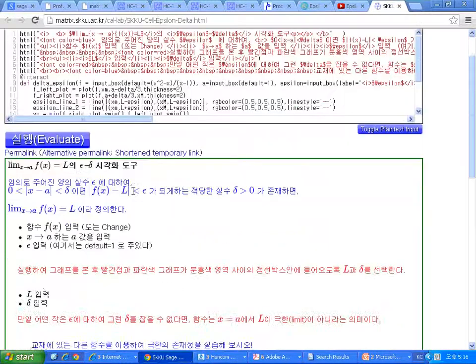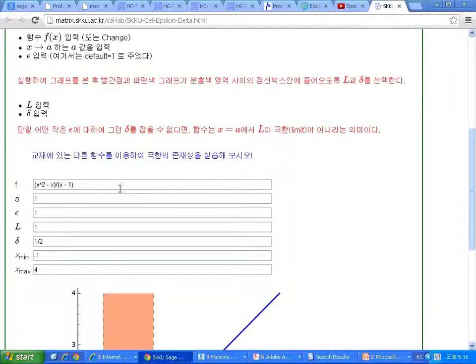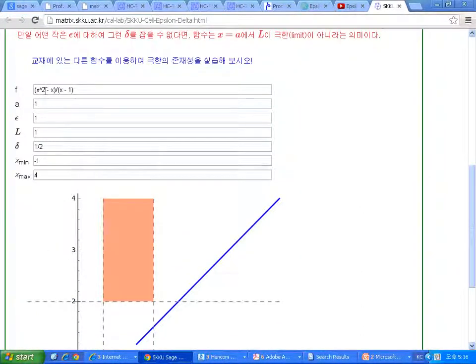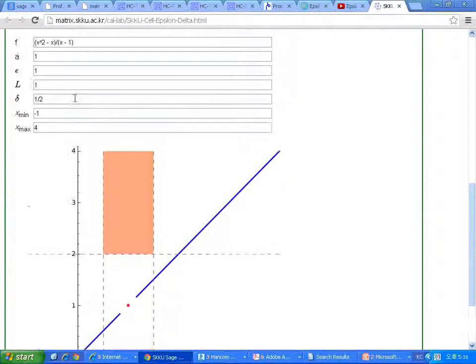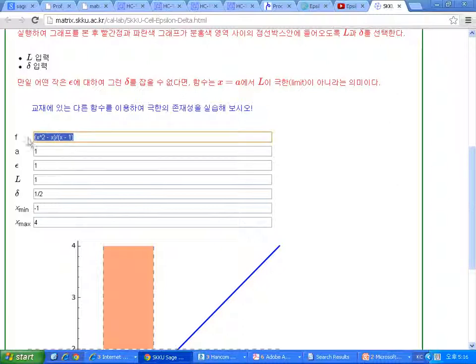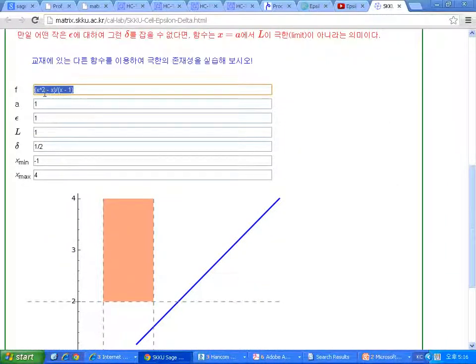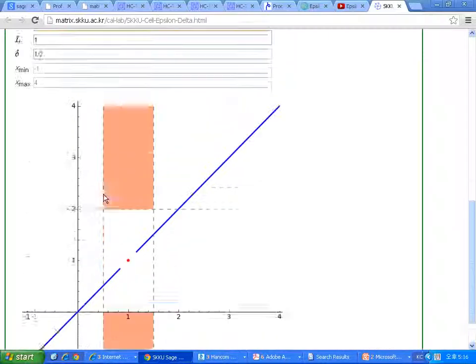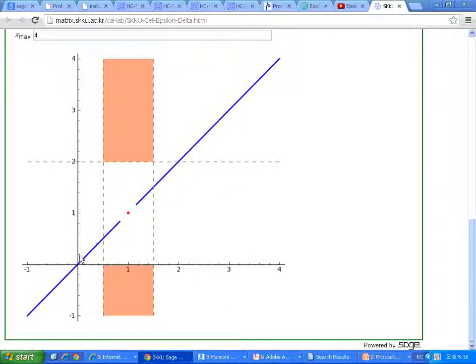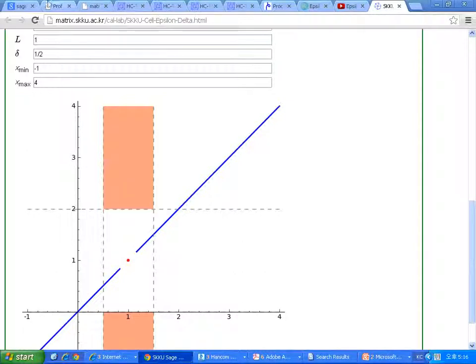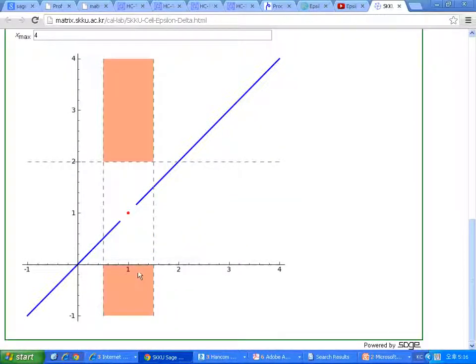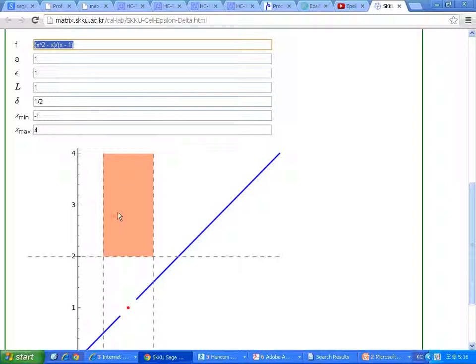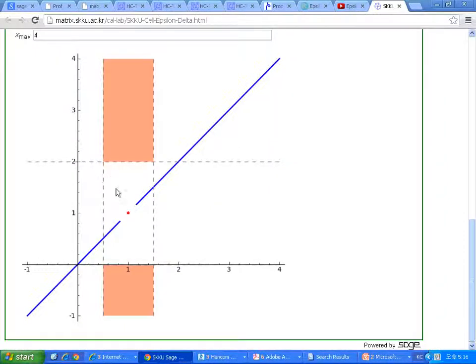I have made the YAP here, which shows the epsilon-delta algorithm. This function is x squared minus x over x minus 1. We may think this is x times (x minus 1). So this is right. So this is the same as y equal to x when the function is undefined at x equal to 1 here. So the limit when x goes to 1 approaches 1.